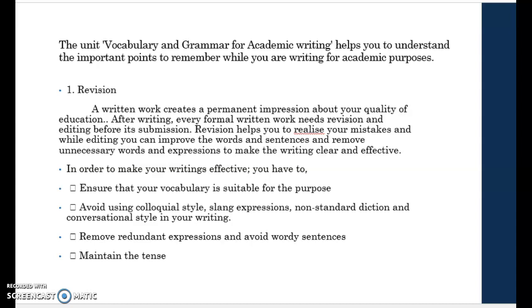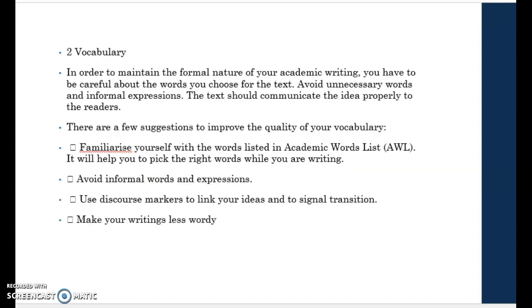If you do a revision after you finish your piece of writing, it will be really helpful for you to understand the mistakes that you have made. So this revision part is also very important. With regard to academic writing, you should be familiar with the academic word list. It's called AWL. These are a set of words which you can use for academic writing. It will help you to pick the right words for your writing, and you are supposed to avoid informal words, like those we use in casual conversations.